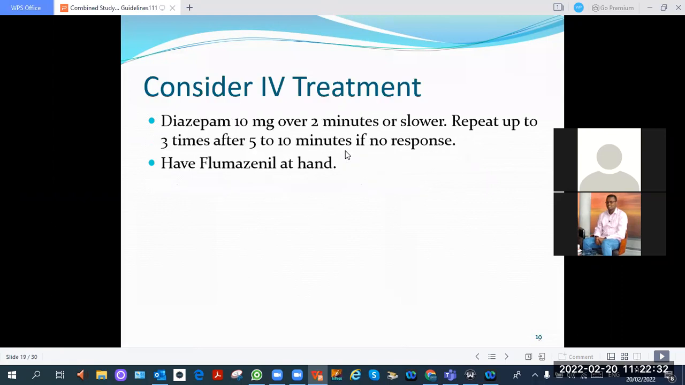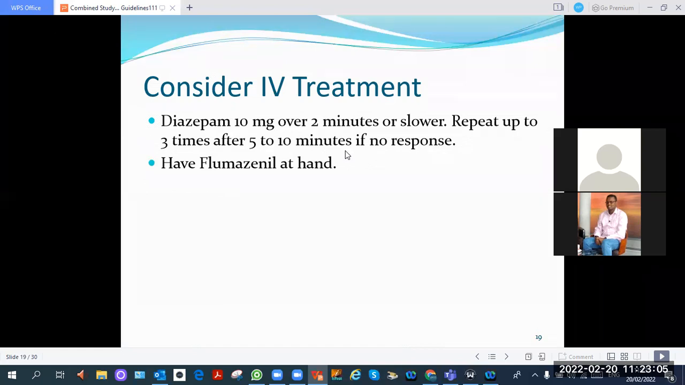Consider IV treatment. IV treatment should only be considered if the patient is very, very agitated, and you are measuring the pulse and respiratory rate at the same time, you have flumazenil at hand, and ideally you call the medical registrar on call from a medical unit, and they also come if they can. Then you give IV treatment. Otherwise, better not to use it.